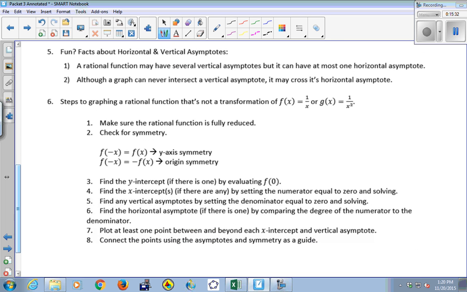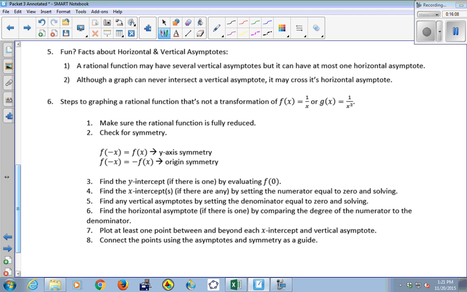Okay, so some facts about horizontal and vertical asymptotes. A rational function may have several vertical asymptotes, but it can have at most one horizontal asymptote. So it can have none or one horizontal asymptote. A graph can never intersect, can never touch a vertical asymptote, but it can cross a horizontal asymptote. Horizontal asymptotes only govern end behavior, what happens at the very ends. So in the middle, your graph could cross the horizontal asymptote.